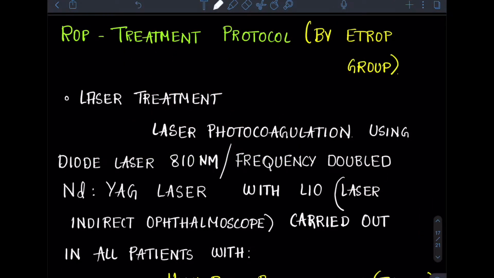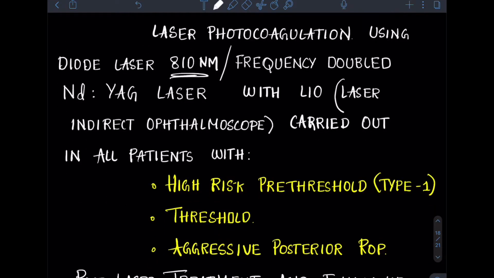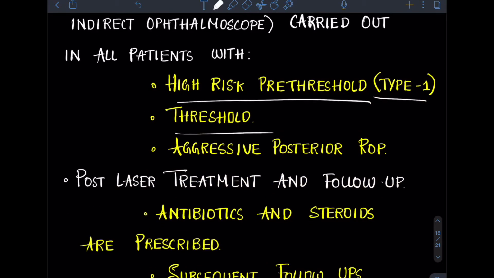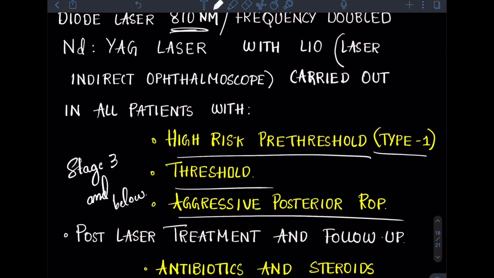Okay, now coming to the ROP treatment protocol. The ROP treatment protocol is given by the ETROP group, that is the early treatment ROP group. Under that we see laser treatment. Laser photocoagulation is done using a diode laser of 810 nanometer, or a frequency doubled Nd:YAG laser, with the help of LIO, that is laser indirect ophthalmoscope. It is carried out in all patients with high risk, that is type 1 high risk pre-threshold disease, threshold and aggressive ROP. This is everything including stage 3 and below, that is there is no retinal detachment here, in these cases.